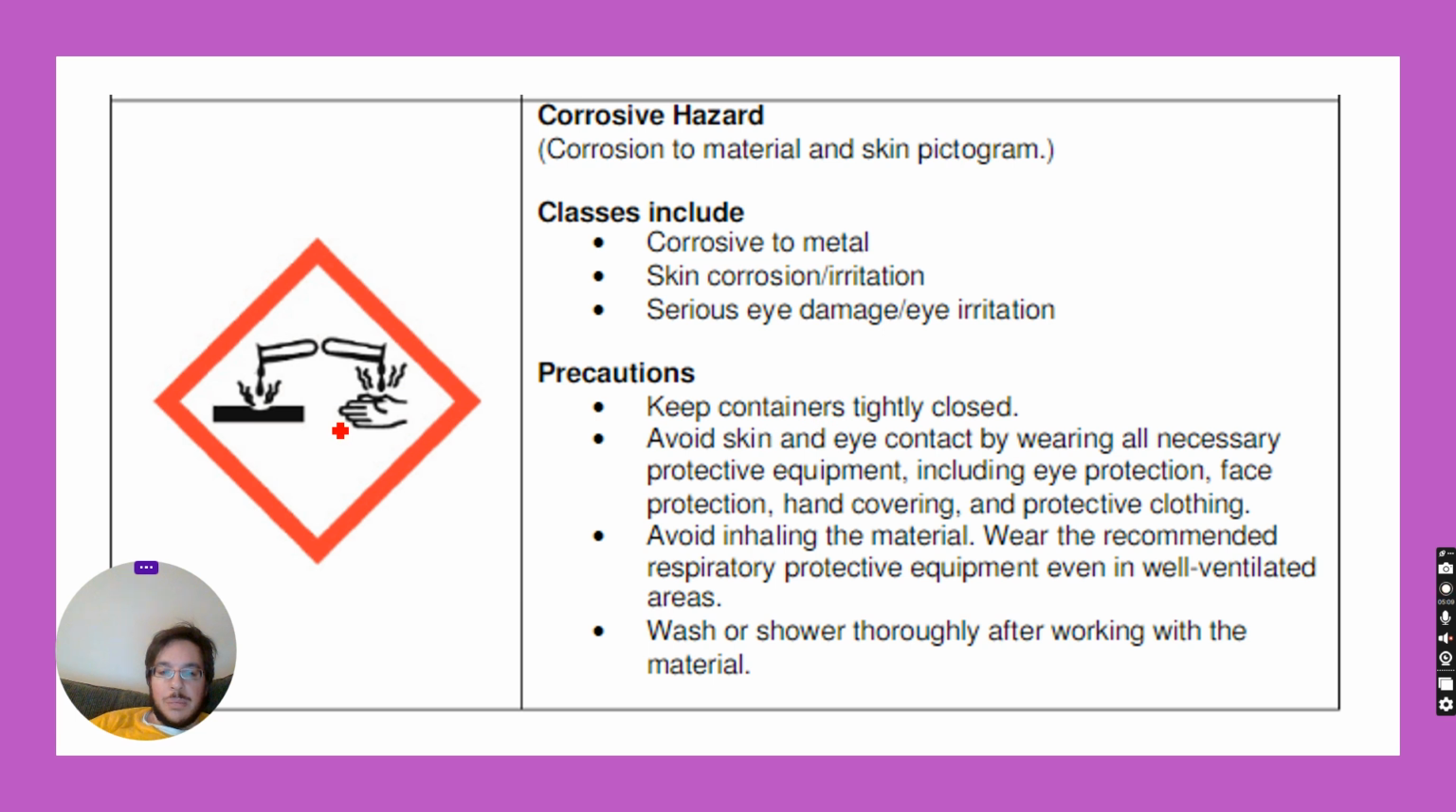Now, we want to keep corrosive material containers closed and avoid contact with eyes and skin, and wear all necessary PPE, including glasses, a face shield, a hand covering, and clothing. And avoid inhaling the material. And always wear proper respirators, even when you're handling the material in a well-ventilated area, which you should be. And wash and shower thoroughly after working with the material.